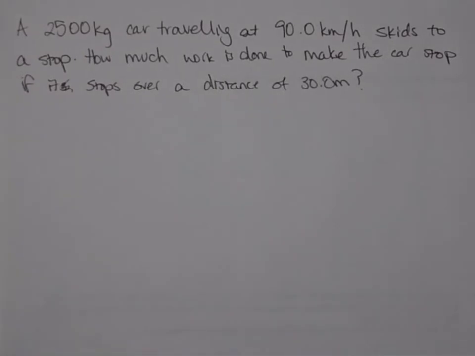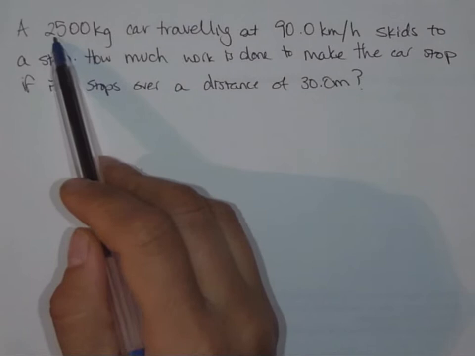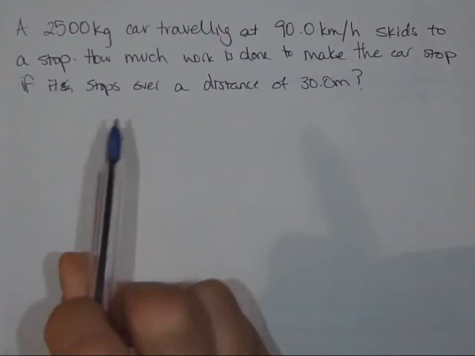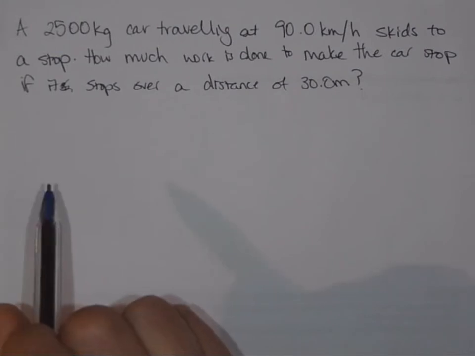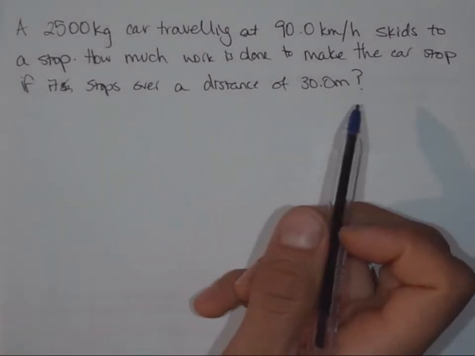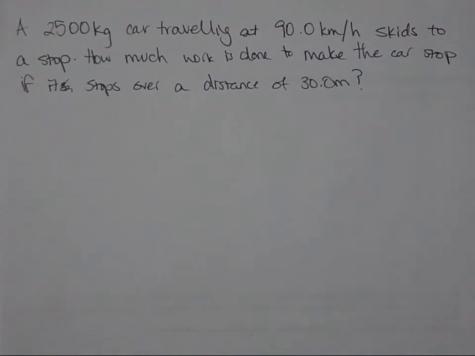So let's take a look at what's happening here. A 2,500 kilogram car is traveling at 90 kilometers an hour. It skids to a stop. So how much work is done to make the car stop if it stops over a distance of 30 meters? So let's take a look.